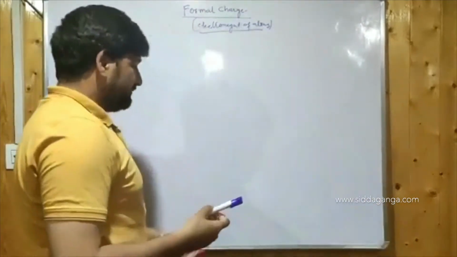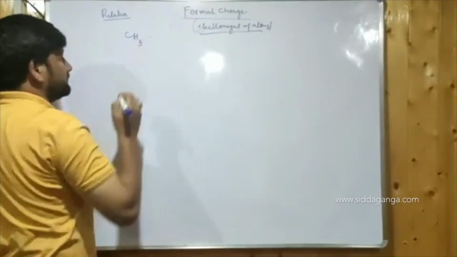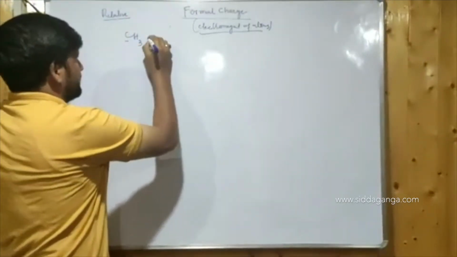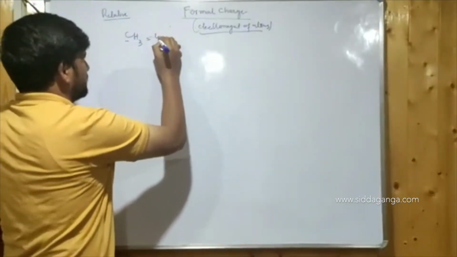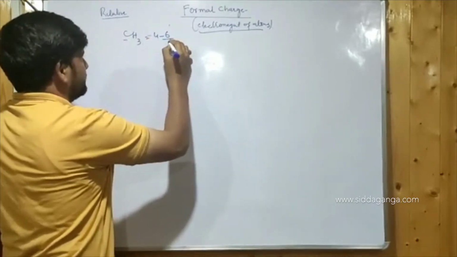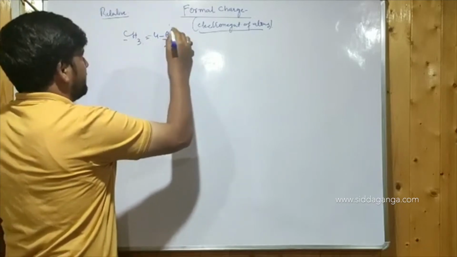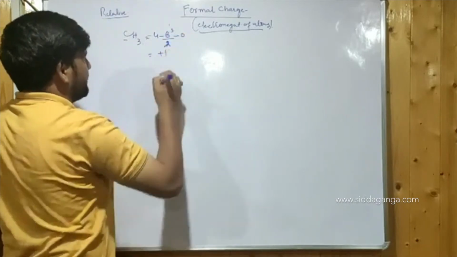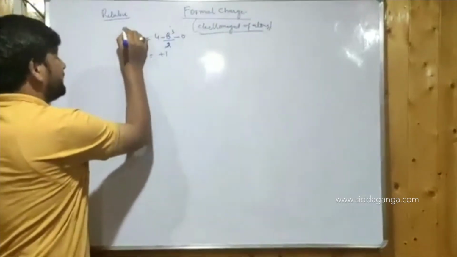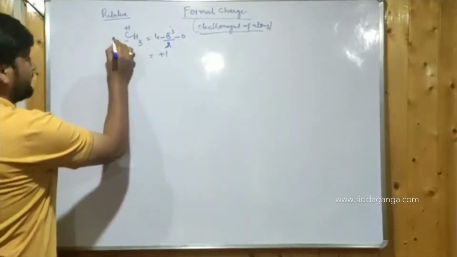Correct. Let us take CH3. What's the valence electrons for carbon? Faster. Valence electrons 4 minus how many are shared? 6 by 2. How many are unshared? 0. That makes it 3. So 4 minus 3 will be plus 1. What's the charge on carbon here? +1. It means this atom is a carbocation. And how can you get this?